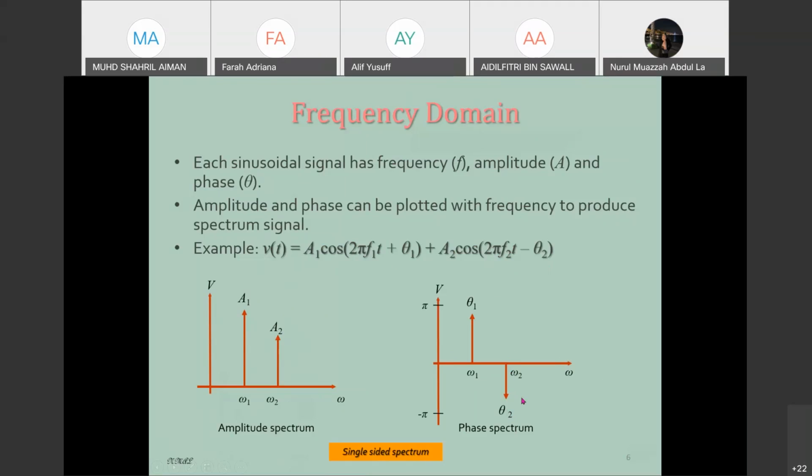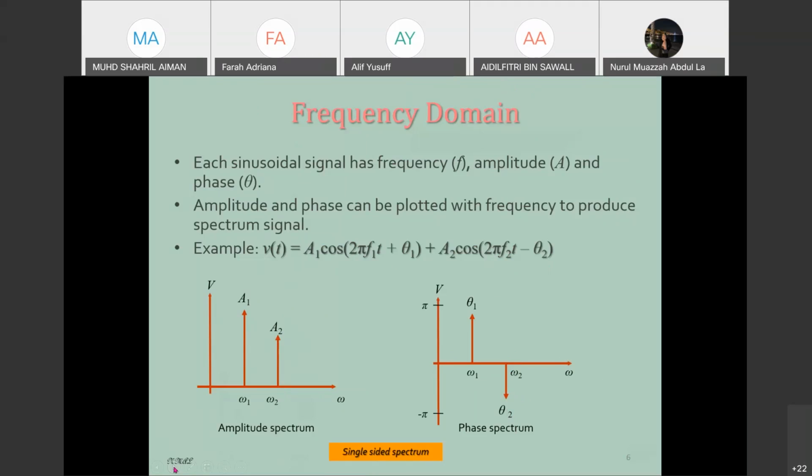Okay, so any question regarding the frequency domain? Any questions? Clear? Clear everyone? Hello? Is it clear? Alright.